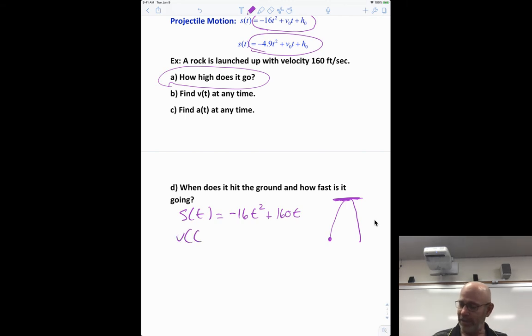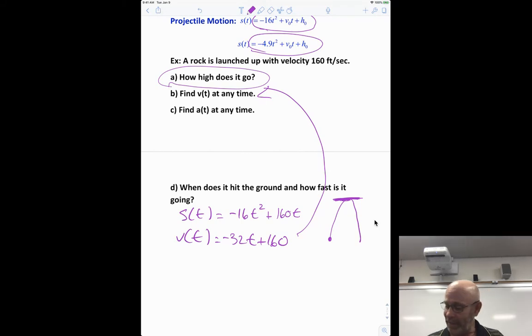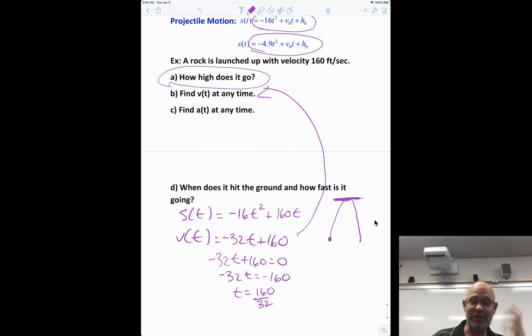So I'm going to use the idea that the maximum height has to be when the velocity is equal to 0. If I come down here to velocity, negative 32t plus 160, there's my velocity, which, by the way, just answered that question, the velocity at any given time. Now if I want to find out how high it goes, I just set that velocity equal to 0 and solve the equation. So we get negative 32t equals negative 160, t equals 160 over 32. Most of the numbers are supposed to come out nice in these problems. This one does: 32 times 10 is 320, so that's 5, I hope. 5. So that's the time.